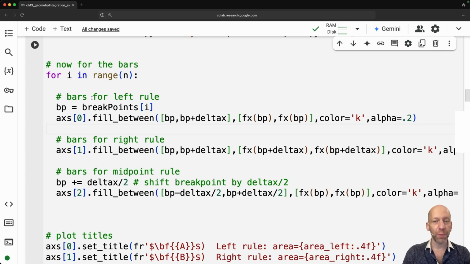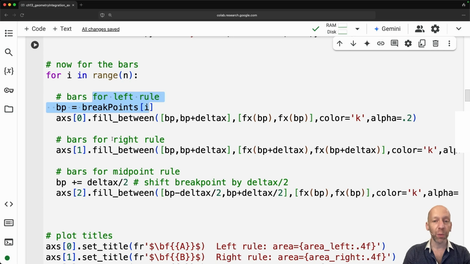For these bars, for the left rule, you can see I'm filling between. I'm specifying 4 points that will be filled in with black and an alpha, or transparency value, of 0.2. The 2 x coordinates correspond to the breakpoint and then the breakpoint plus delta x, which comes straight from the formulas. And then the function is the function value at the breakpoint. Because we are looping from the first breakpoint, this corresponds to the left rule.